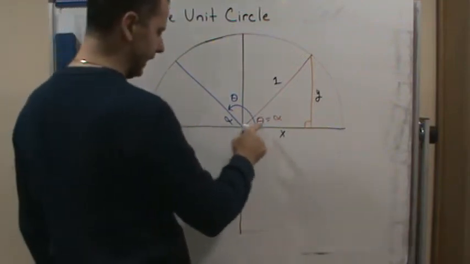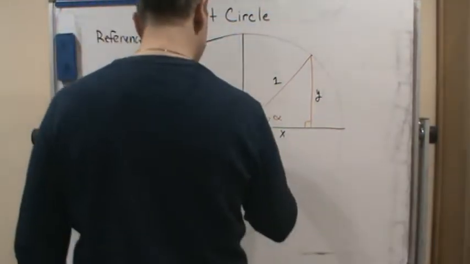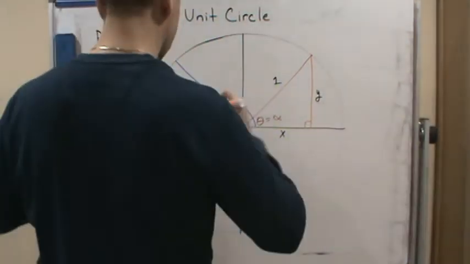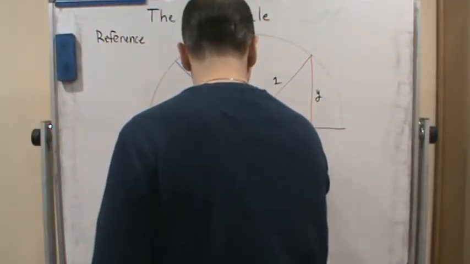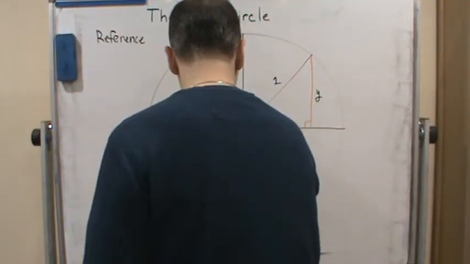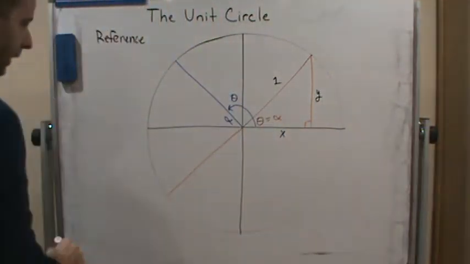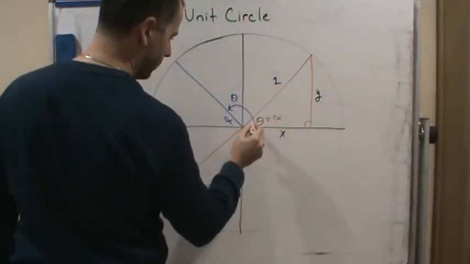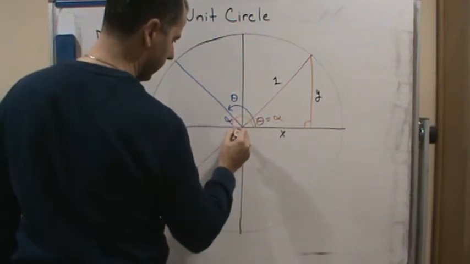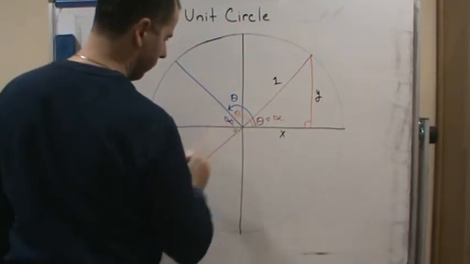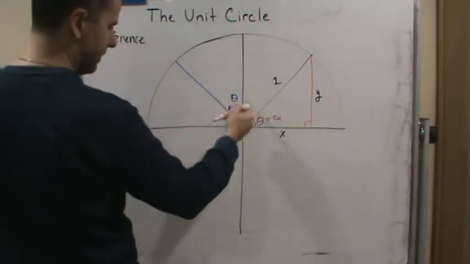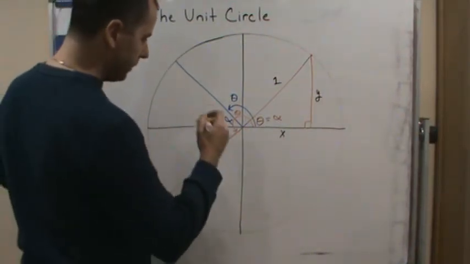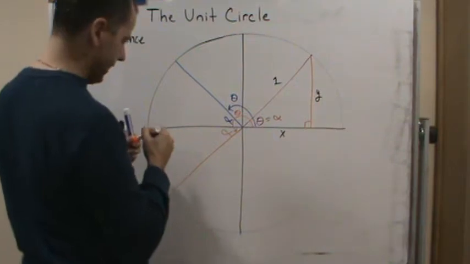So let's say this is equal to this. Or we can go ahead and extend this line. Let me get a different color. Let's use orange. Now theta can be represented by this orange angle, but again, the reference angle is going to be this angle here.